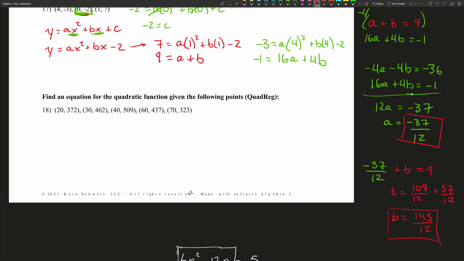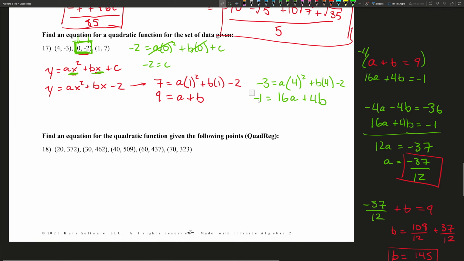All right, where does the 1 come from? My guess is you mean this one. So if we add this 2 to both sides, we have negative 3 is equal to a times 4 squared plus b times 4 minus 2. If we add that 2 to both sides, just to solve for a and b, negative 3 plus 2 gives us negative 1. And then 4 squared is 16. 4 times b is 4b.